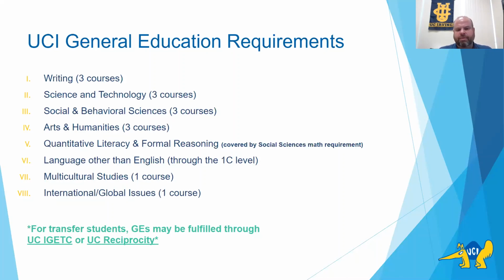The other option is UC reciprocity, and that's a program within the UC system. So if you're transferring directly from another UC campus, then if we receive an official letter from that campus saying you've completed their general education requirements, then you can also satisfy most of the general education requirements as well.